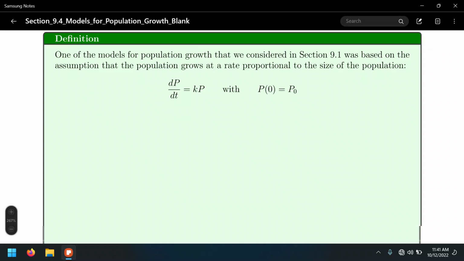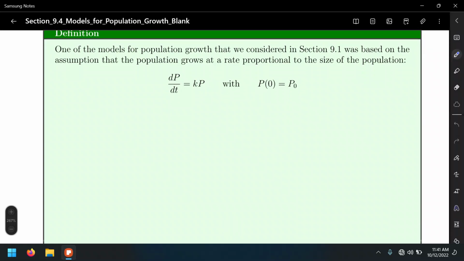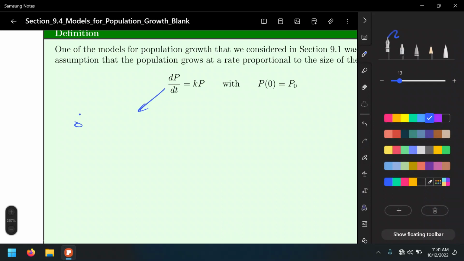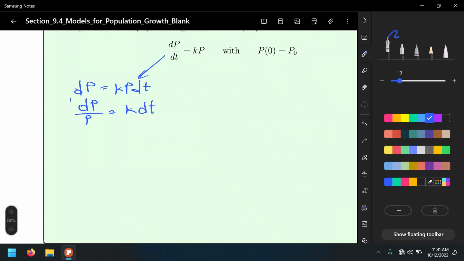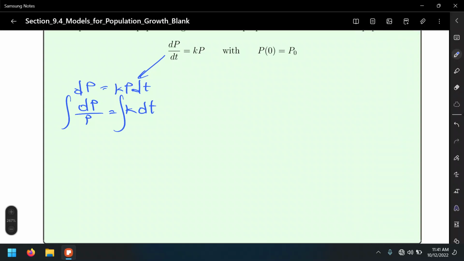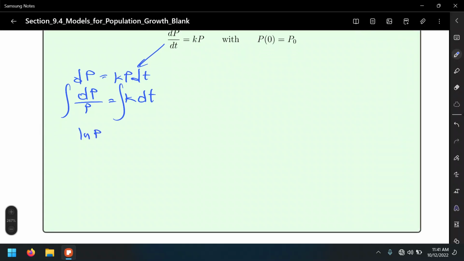So let's solve this differential equation by separation of variables. That's going to be dP equals kP dt, and then dP over P equals k dt. All right? So if we integrate both sides, this should be ln of P. And again, I'm not going to write the absolute value bars, because we're looking at positive amounts of population. There's no such thing as a negative amount of people, you know? And that's kt plus C.